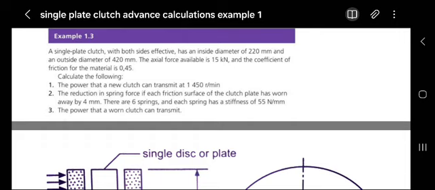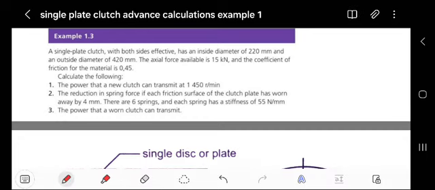Okay, we have example 1.3. Here we have a single clutch with both sides having an inside diameter of 220 millimeters and an outside diameter of 420. The axial force, FA, is 15 kilonewtons. The coefficient of friction is 0.5. Then it says calculate the following.